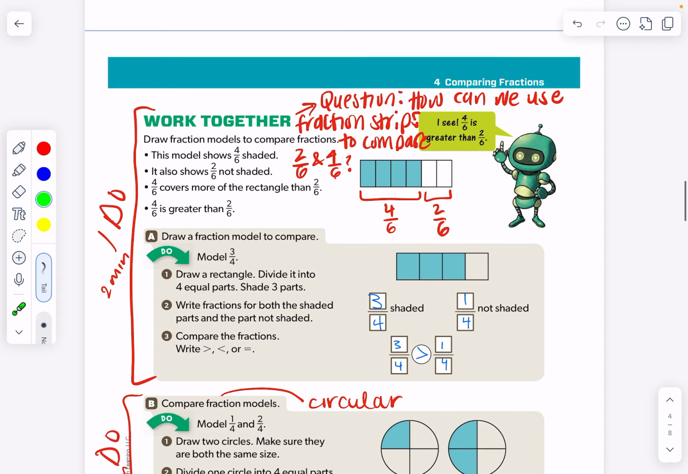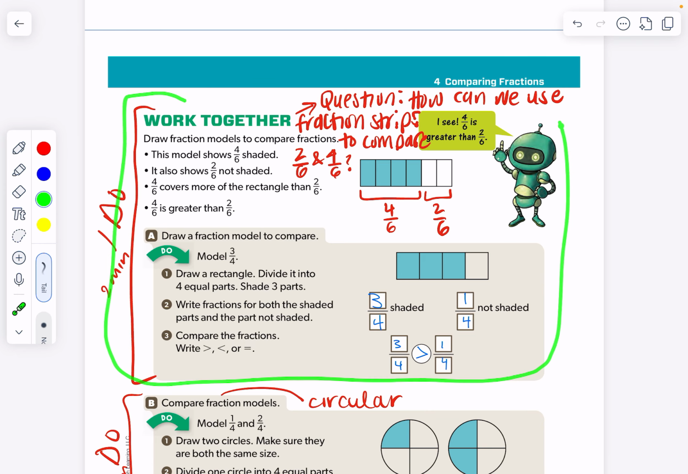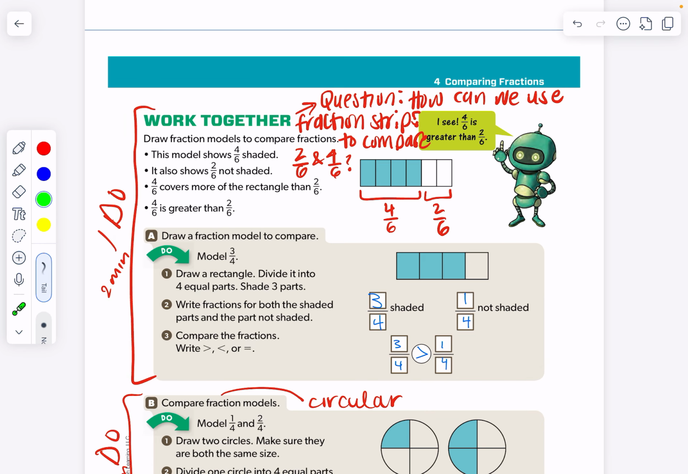So you're going to start the day with 2 I do activities using fraction strips. In these models, you are comparing 2 fractions using one model. So students are comparing 4/6 and 2/6 and identifying which is larger within the whole. So students will have to shade in 4/6 and then have the other fraction unshaded, 2/6.